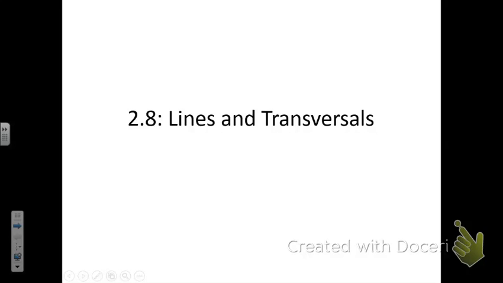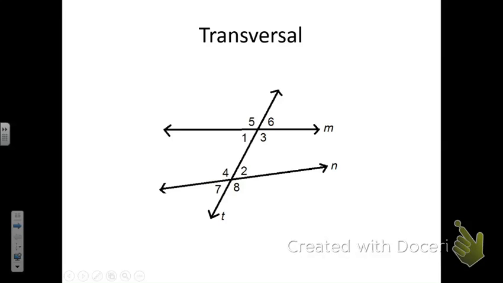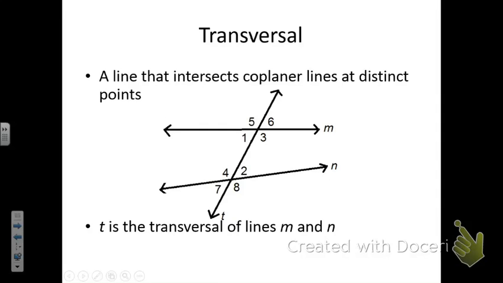So our last section that we have to look at in this unit has to do with lines and transversals. First and foremost, we have to know what in the world is a transversal. A transversal is defined as a line that intersects coplanar lines at distinct points. Remind me, what is coplanar? They're on the same plane. Good, on the same plane.